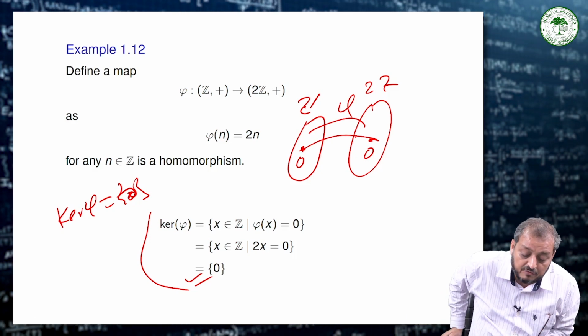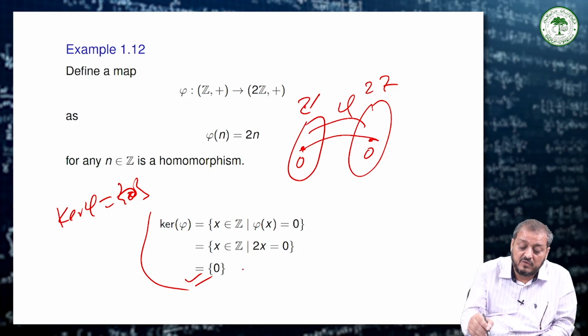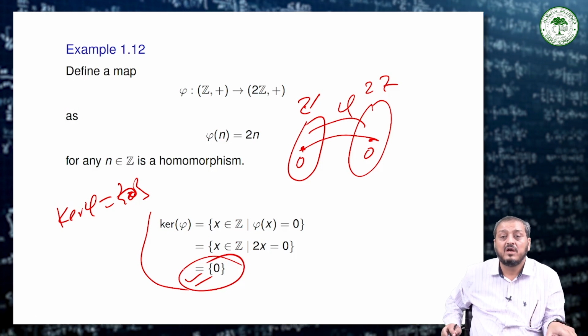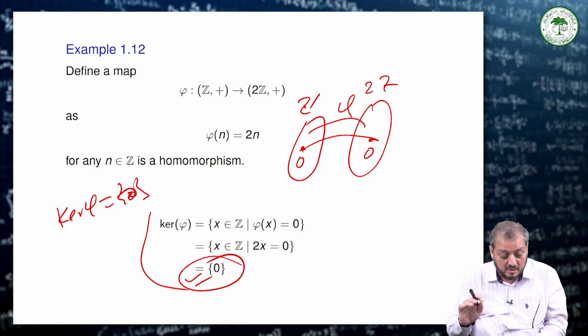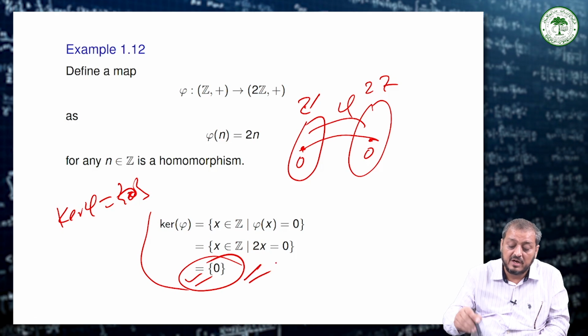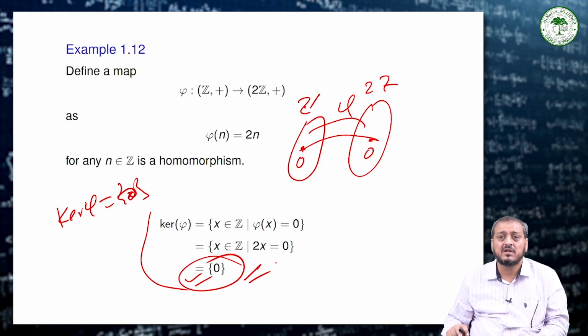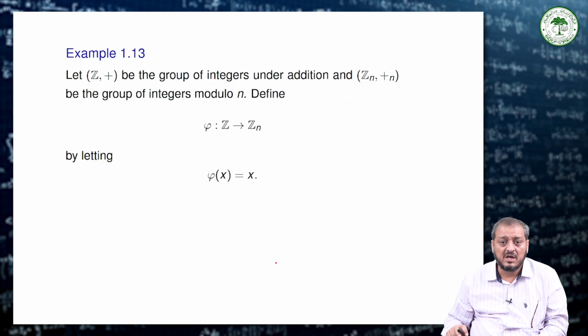So, this means the kernel of phi is equal to the identity. So, the kernel of phi is clearly the identity in this example. Let us try some more examples.